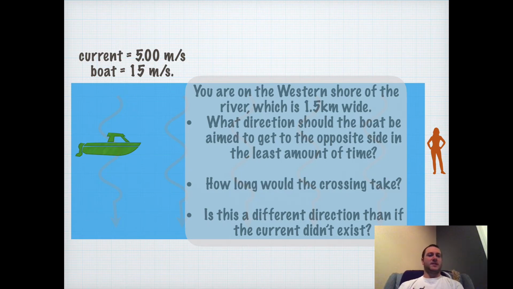If the current doesn't exist, the boat is going to move at 15 meters per second across the river. All that the current does is it pushes the boat south. That's all it does. It does not impact that horizontal motion, that east-west motion of the boat at 15 meters per second. So if we're going at 15 meters per second and we want to go across 1.5 kilometers, we're looking at 100 seconds is what this would take.